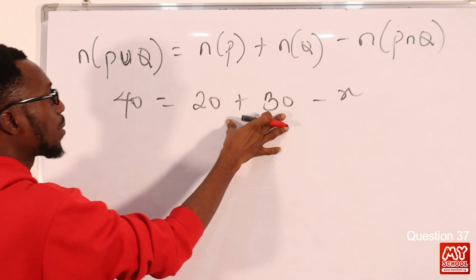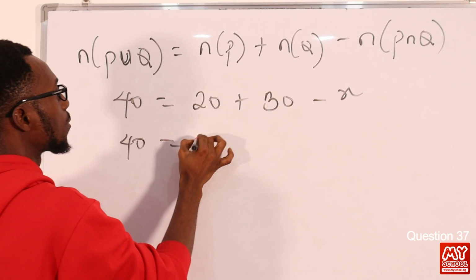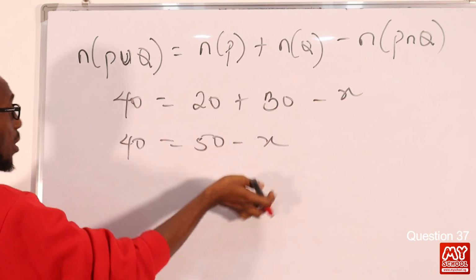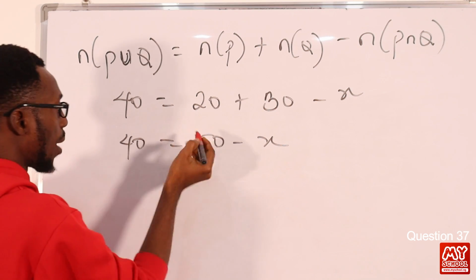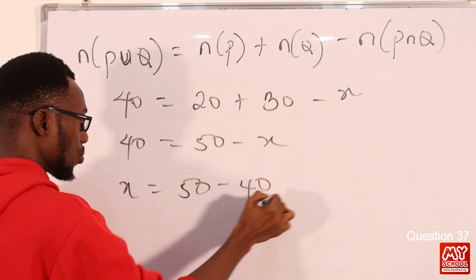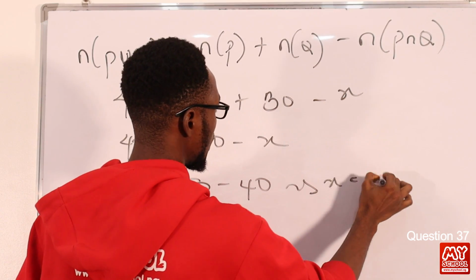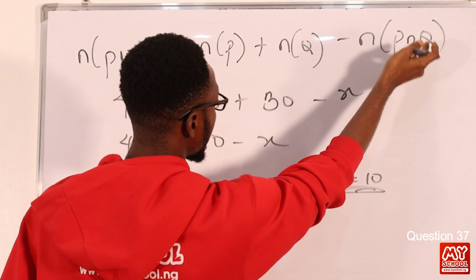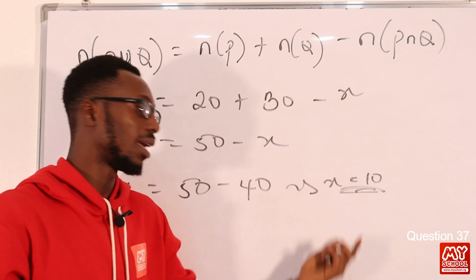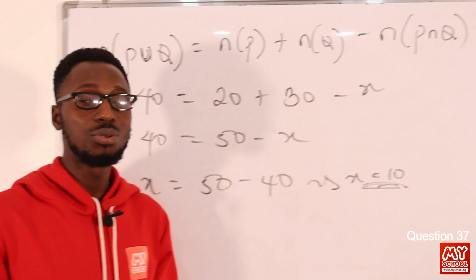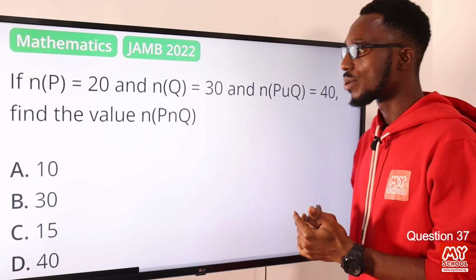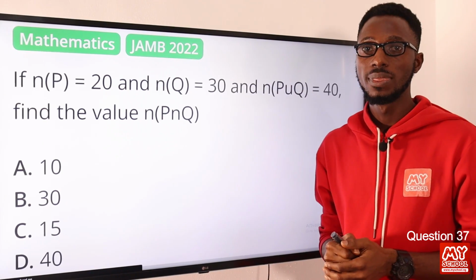Okay, so I have 20 plus 30, I have 40 equals 50 minus x. I can decide to send this whichever way works. So I'm going to have my x equals 50 minus 40. So I have my x equals 10. So the number of P intersection Q is actually 10, the number that actually do both. That's 10. So let's go back to the screen to pick the correct option. Yes, so we are going to pick option A.